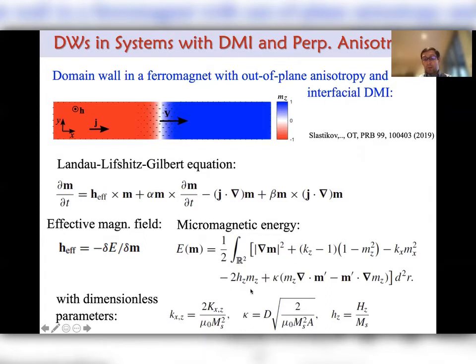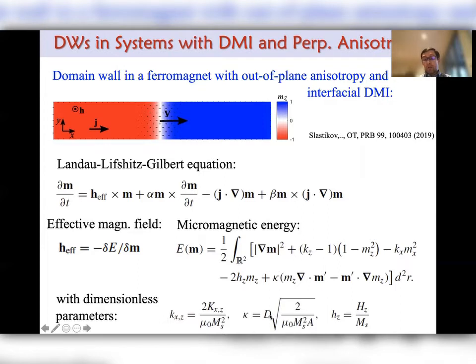All these interactions can be represented in terms of dimensionless parameters like shown here. So Kz and Kx are dimensionless constants representing out-of-plane and in-plane uniaxial anisotropies. This kappa is proportional to the Dzyaloshinskii-Moriya interaction constant D, and Hz is the dimensionless magnetic field.